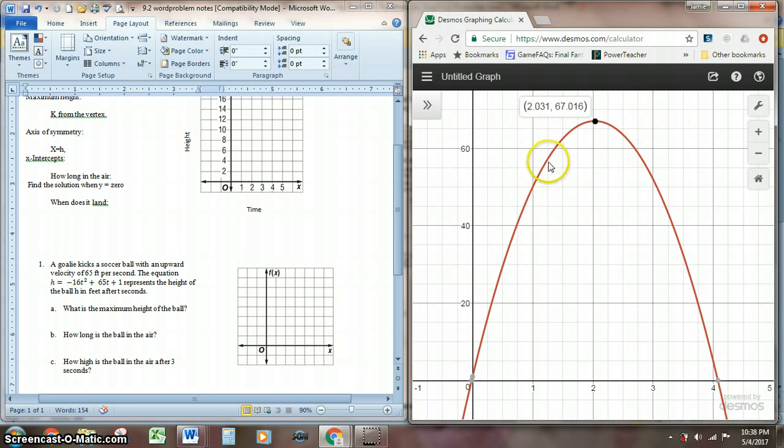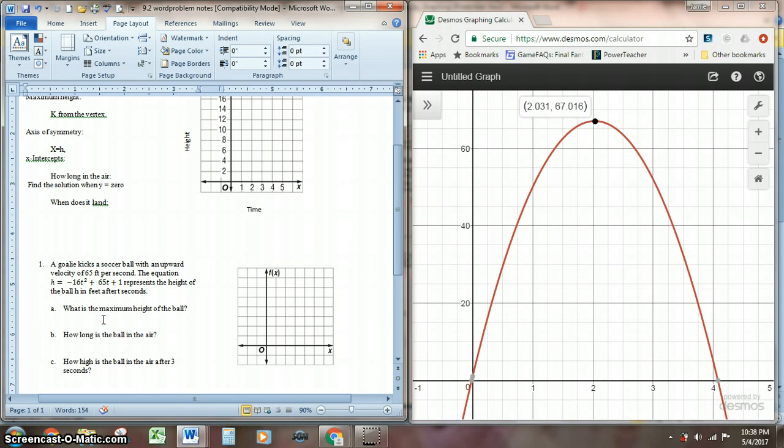Use the cursor to get somewhere to the left and right of the top of the hump. Press enter a couple times, and you should be able to get something very close to 2.031, 67.16. Once that's said and done, I'll click on here again. There it went. I just take the k value, and that's my maximum height.